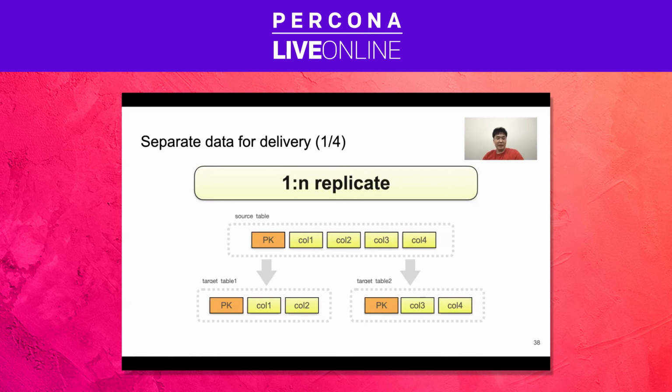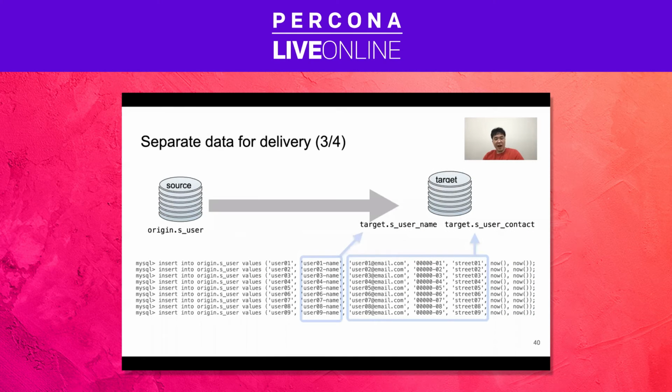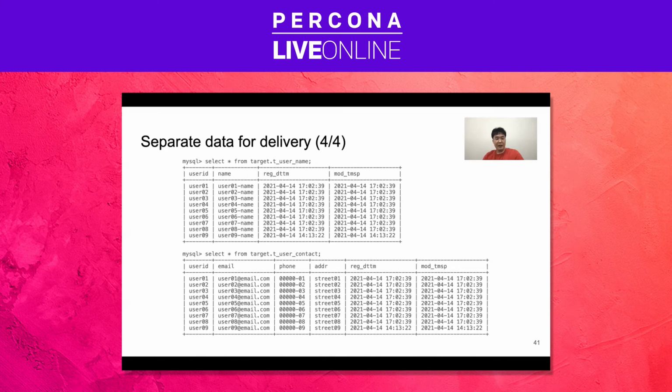One single table is divided into 2 or more tables. You can configure it like this and start Uldra-Replicator. You can see that one binlog policy has 2 replicate policies. And when I execute these insert queries, the result is finally like this.